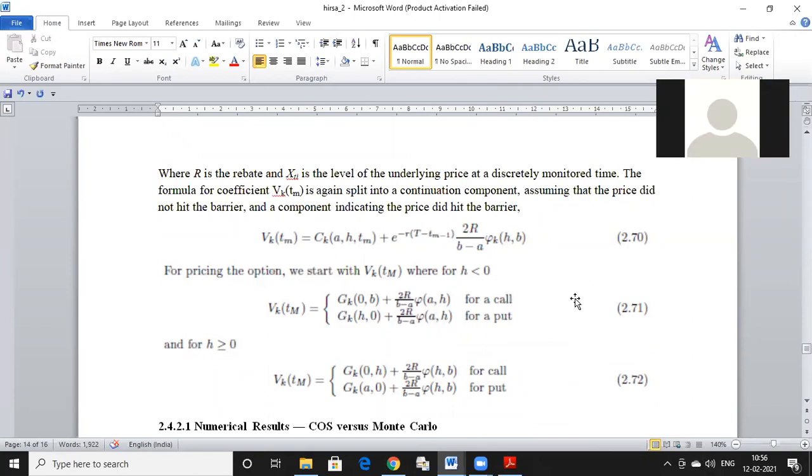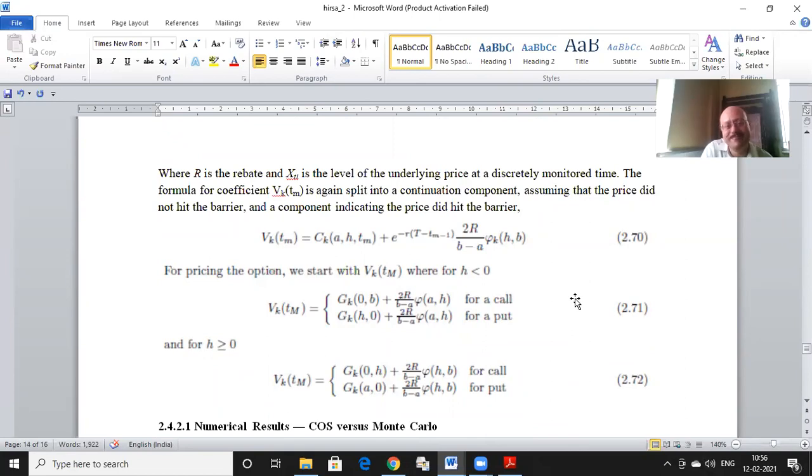Sorry? Log of capital H. So this is generically the notation. The small letters are log of capital letters.